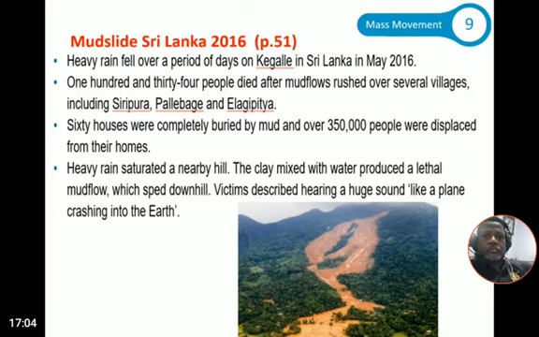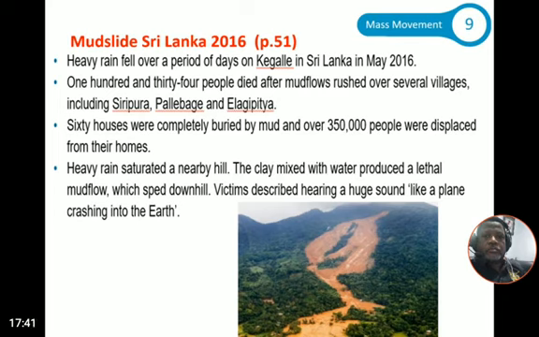So we're going to look at, this is also in your books, another case study. This is a mudslide that happened in Sri Lanka in 2016. As I said on my previous slide, mudflows generally happen after an enormous amount of rainfall or precipitation over a period of time. And this is what happened in Sri Lanka. We had heavy rainfall over a number of days. And very shockingly, 134 people died after the mudflows rushed over several villages.